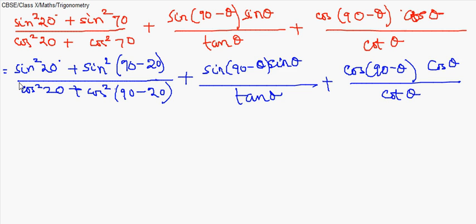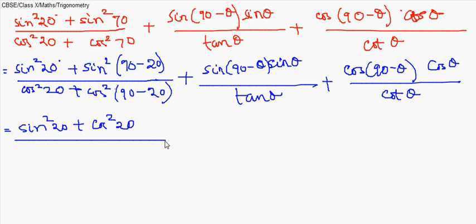So here what I get, sine square 20 degree plus cos square 20 degree by cos square 20 plus sine square 20. It always comes as theta, you know. So that is 20.